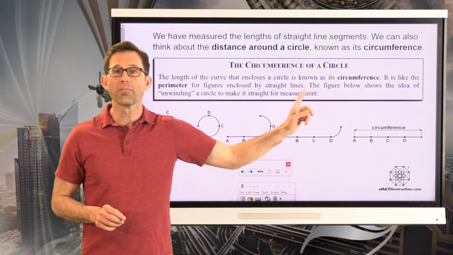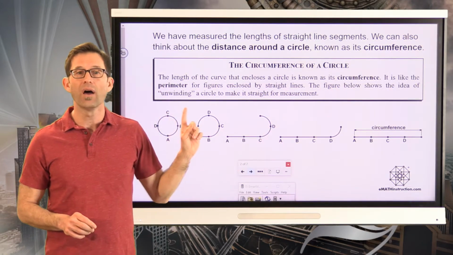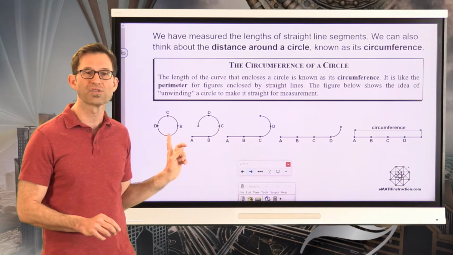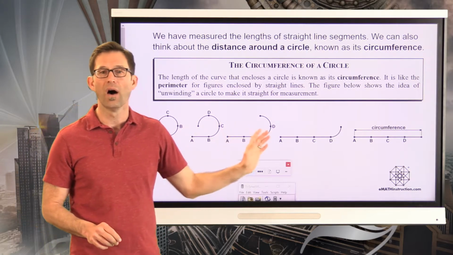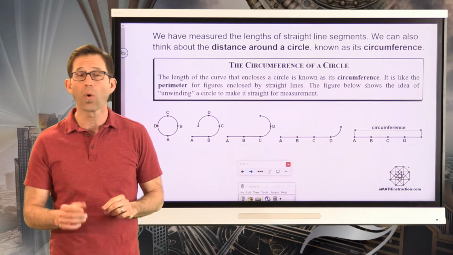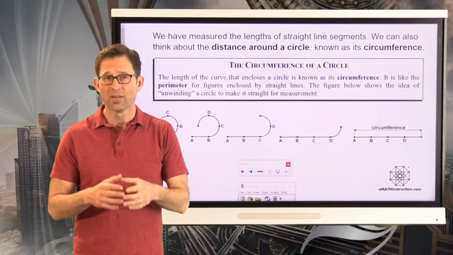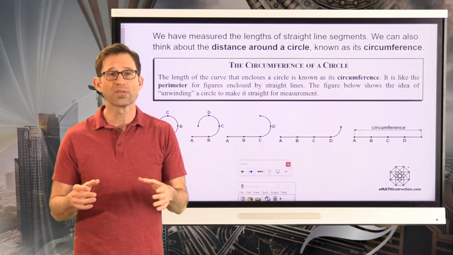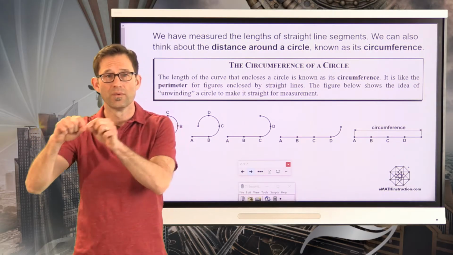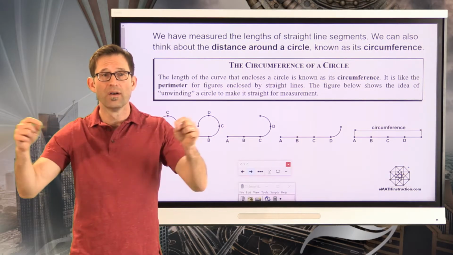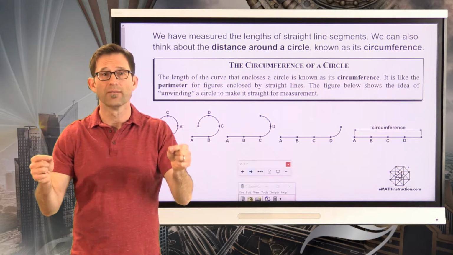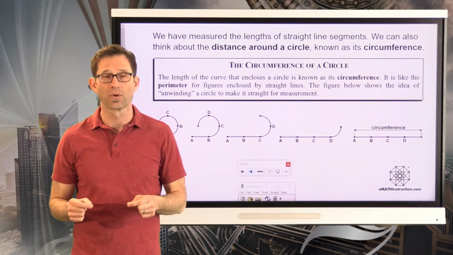The figure below shows the idea of unwinding a circle to make it straight for measurement. If I had a circle and I literally started to unwind it, that length would be the circumference. Or take anything that's circular, take a piece of string, wrap it around that circle, take the string off, and stretch it straight. The length of that piece of string is the circumference of the circle.